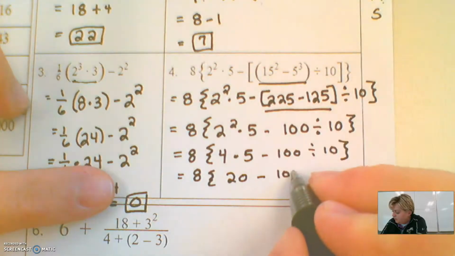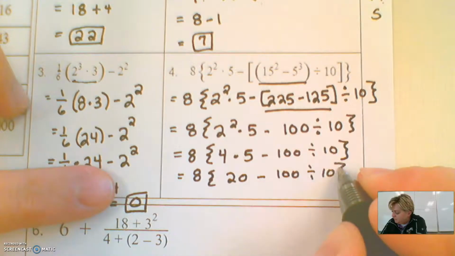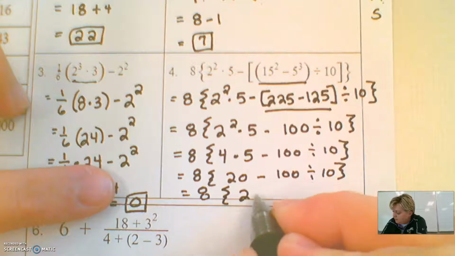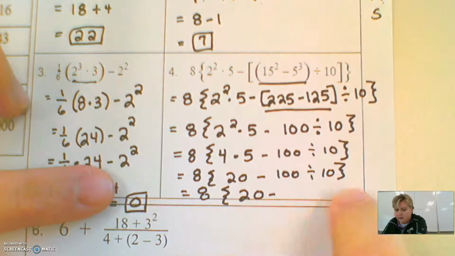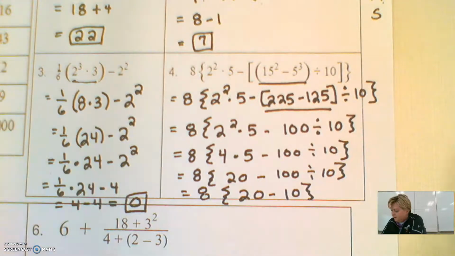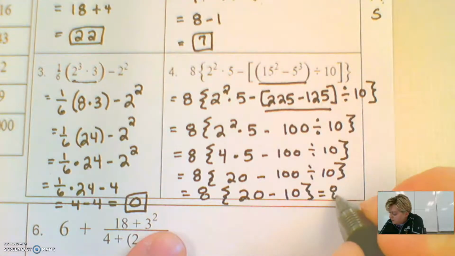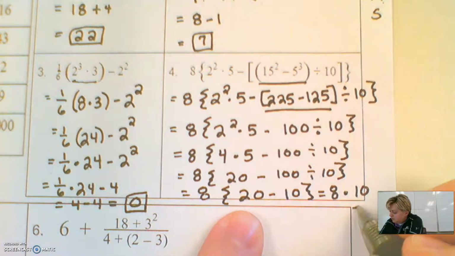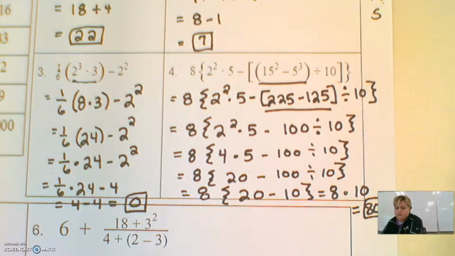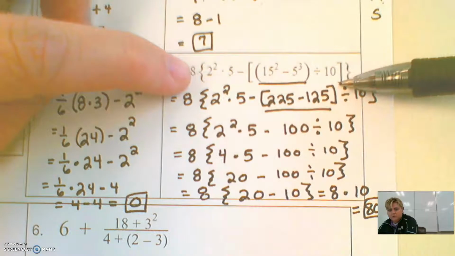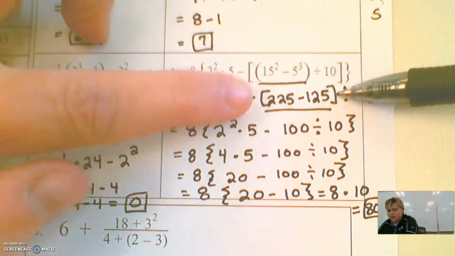I'll just go ahead and make another step here. 20 minus 100 divided by 10 is 10. 8 times 20 minus 10 is 10. 8 times 10 is 80. So when you're working order of operation problems with a lot of grouping symbols, you work your way to the inside.